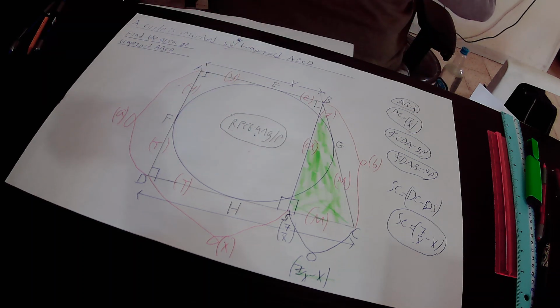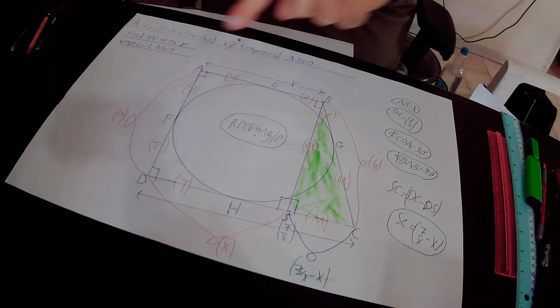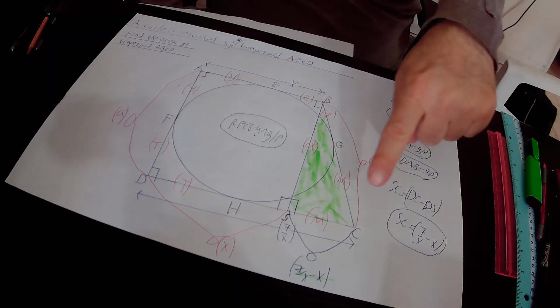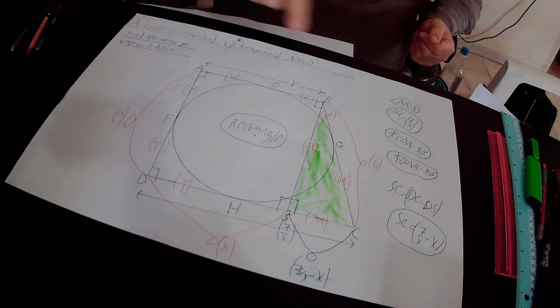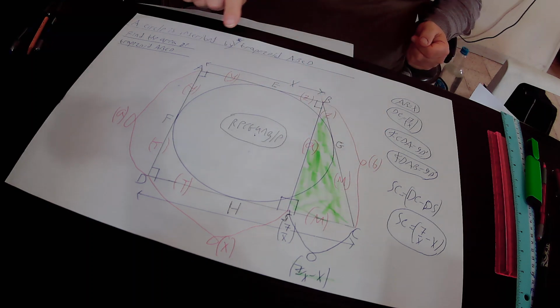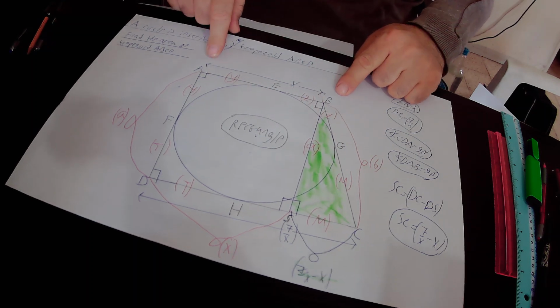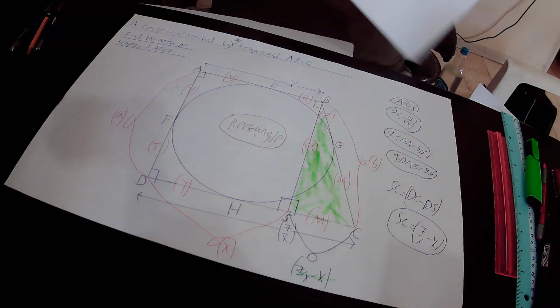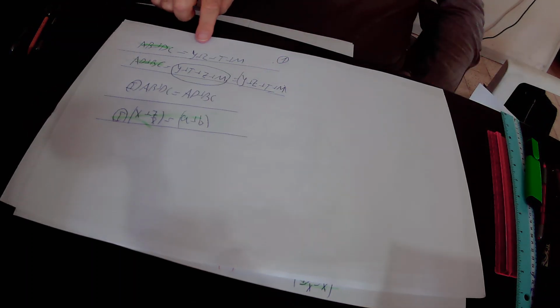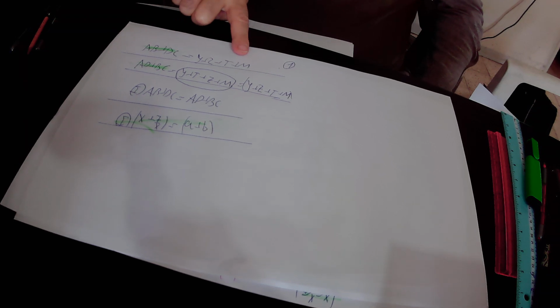In the next step, we defined the length of side AD as A, and the length of this side BC of trapezoid ABCD is B. So what is the value of AB plus DC? AB equals Y plus Z, DC equals T plus M. So in total, AB plus DC equals Y plus Z plus T plus M.